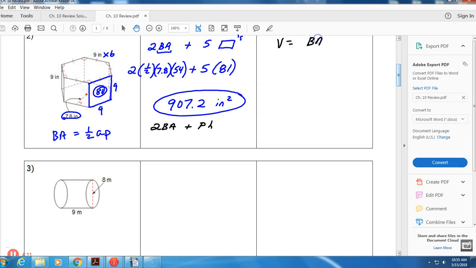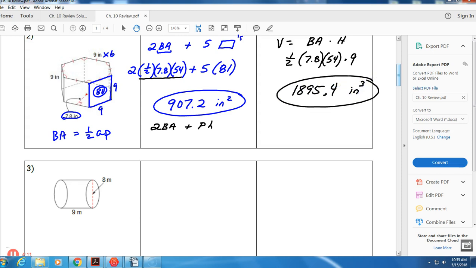All right, volume. Volume again is just base area times height. So we've already got the base area right here. That's already worked out for us. So the base area is 1/2 AP. And then we're going to multiply that by the height of the prism, and I ended up with 1895.4 cubic inches. So there's my volume, and this formula right here represents the base area for a hexagon.